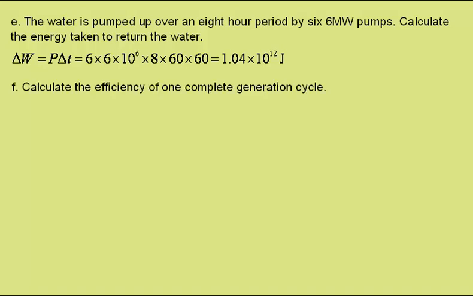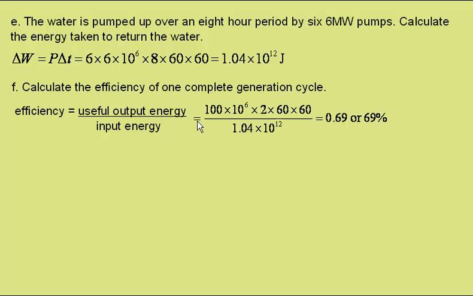Part F. Calculate the efficiency of one complete generation cycle. Well, here I'm going to take efficiency as useful output energy divided by input energy. Previously we took it as useful output power divided by input power, but as long as we have either energy or power top and bottom, the equation will give the same answer.